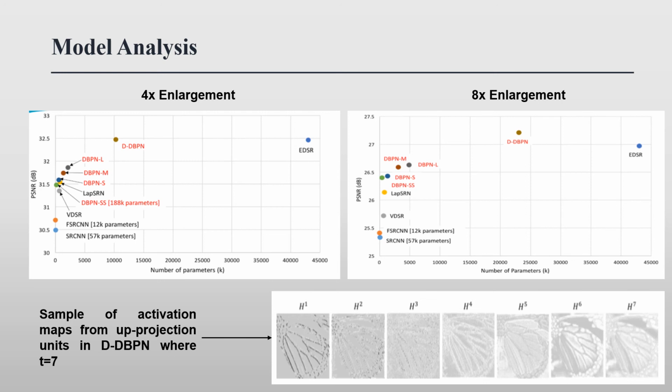Now comparing the samples of dense deep backpropagation networks at different stages in the network, here we considered 7 up projection units. In these 7 units, one can observe the resolution of the image increasing one after the other as the network progresses.